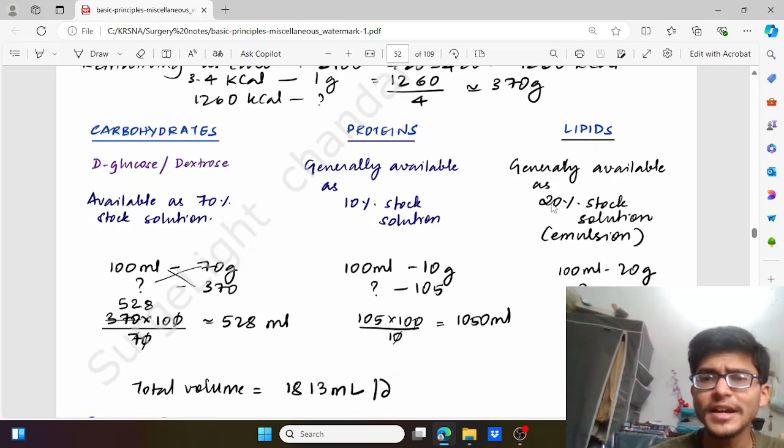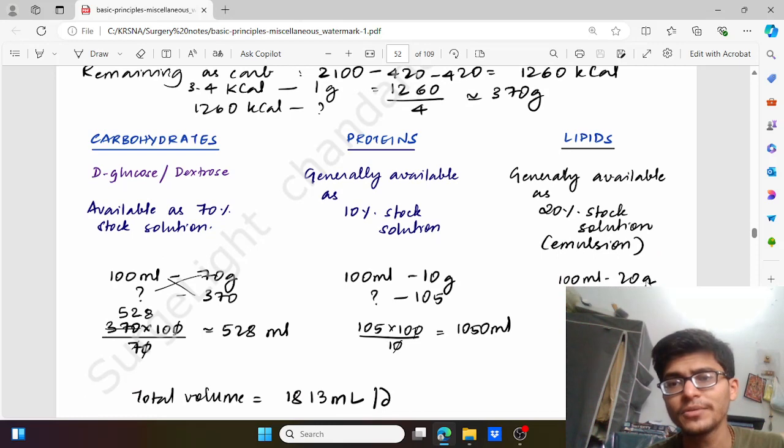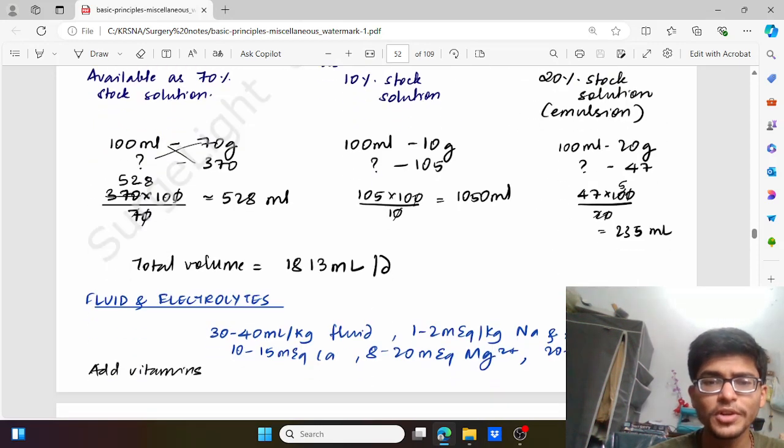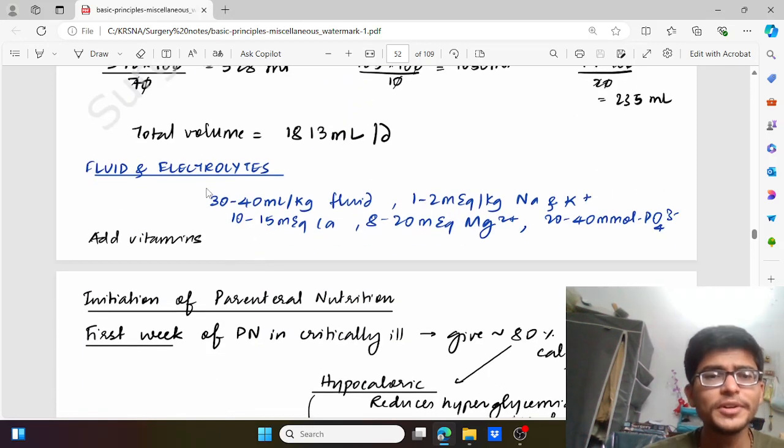And lipids generally available as 20% emulsion. So 100 ml will have 20 grams. So 47 gram will be needing around 235 ml, 240 ml. So the total volume will be around 1800 ml per day. We have to consider the fluid and electrolyte.